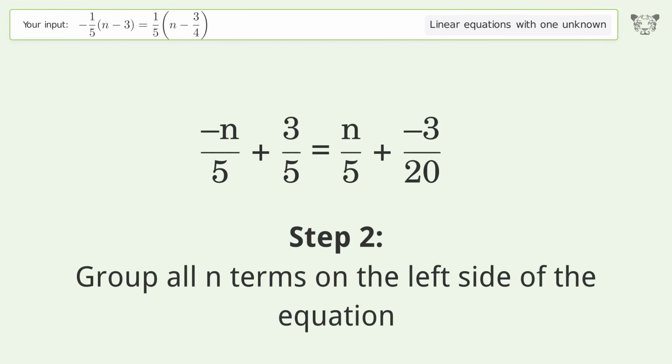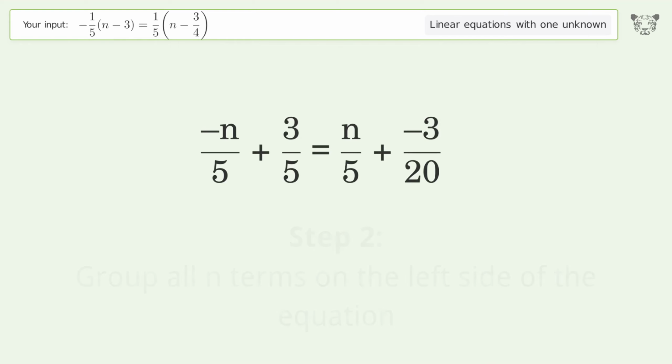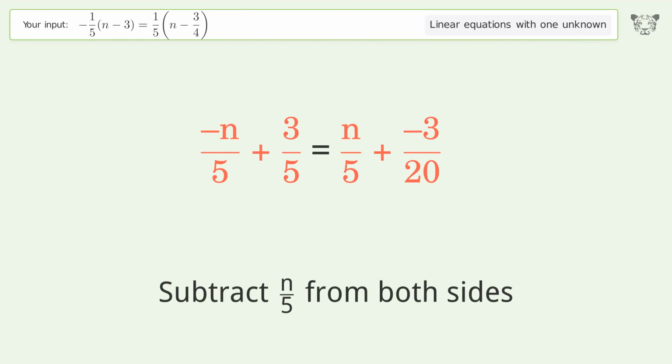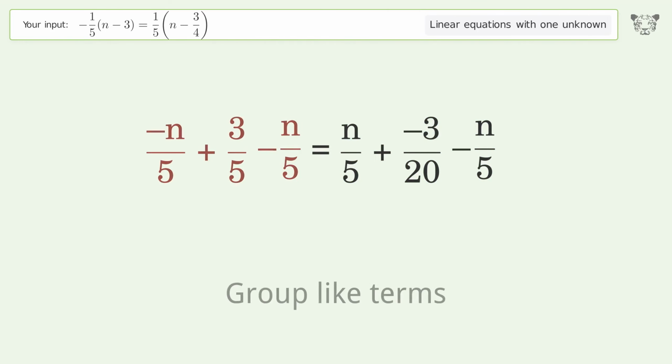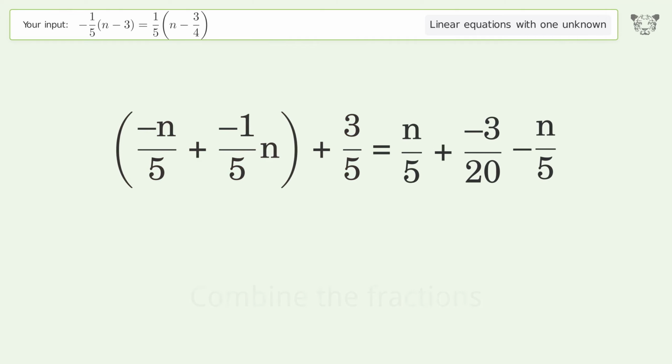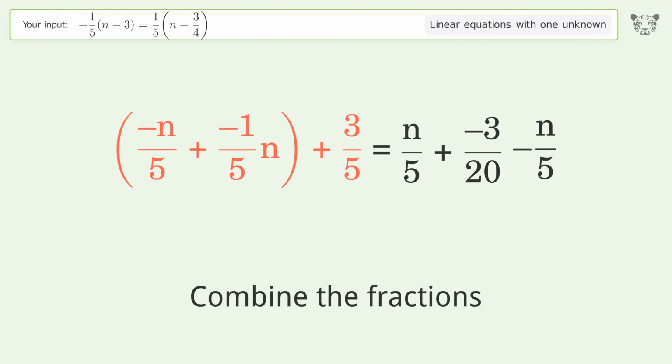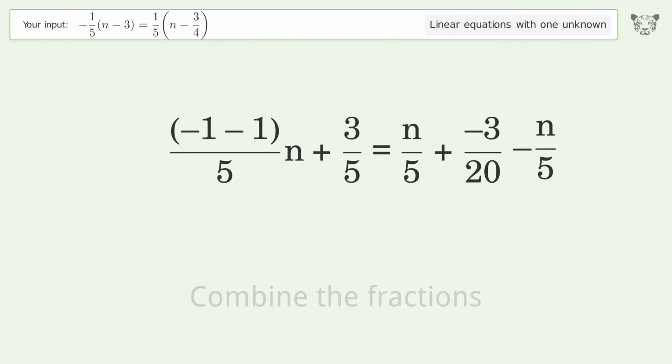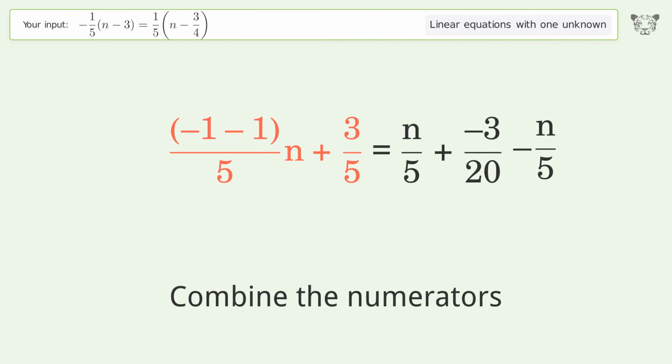Group all n terms on the left side of the equation. Subtract n/5 from both sides. Group like terms. Combine the fractions. Combine the numerators.